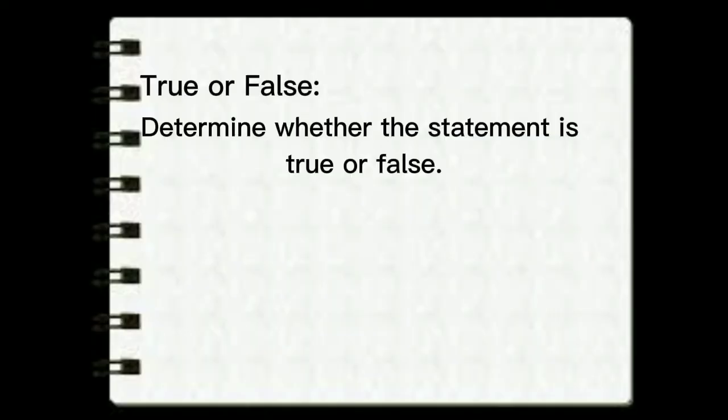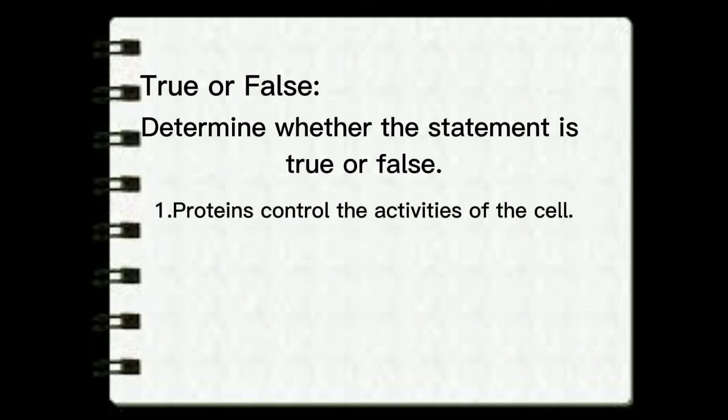This time, let us have our activity to check if you have learned something from our lesson. Now, let us start the activity. You will determine if the given statement is true or false. Number 1. Proteins control the activities of the cell. Is it true or false? The correct answer is true.